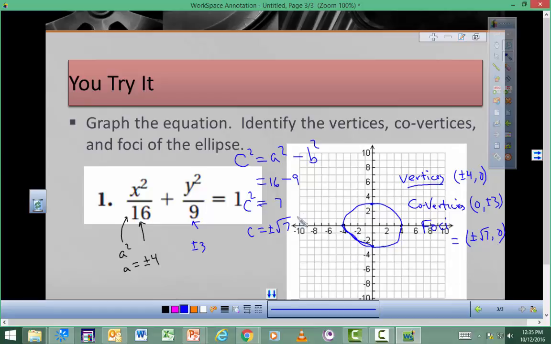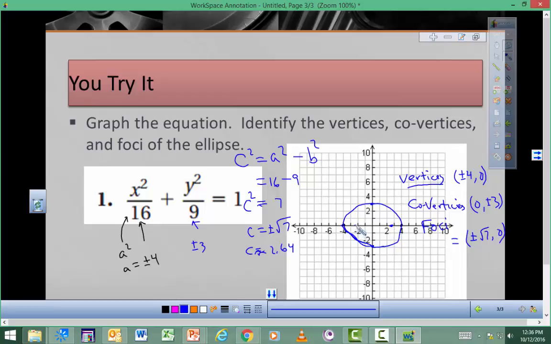Now, in practical terms, we probably want to know the decimal equivalent. So let me just do that real quick. Square root of 7 is approximately 2.64. So c is equal to approximately 2.64. So it's somewhere right about here. I'm going to say it's right about there.